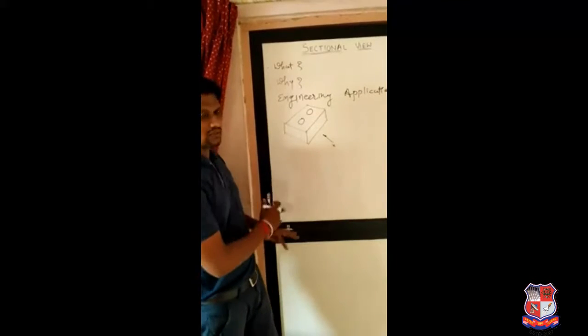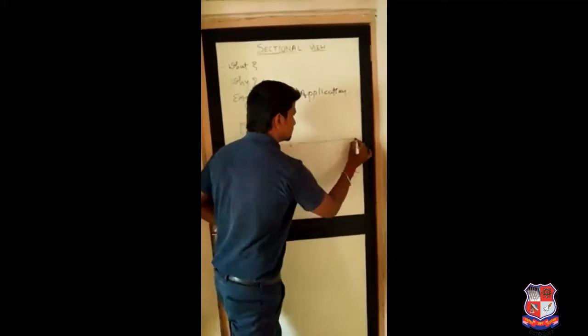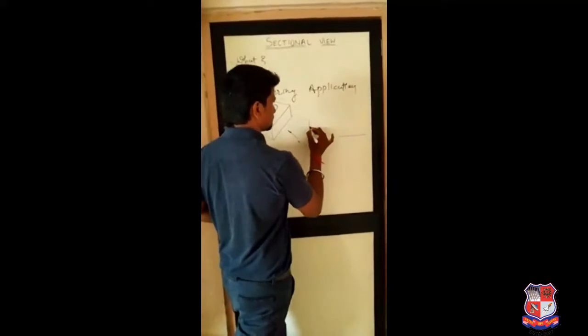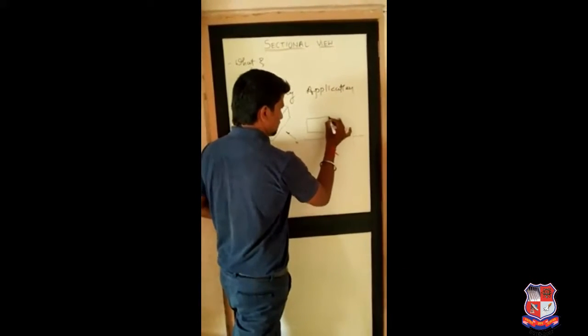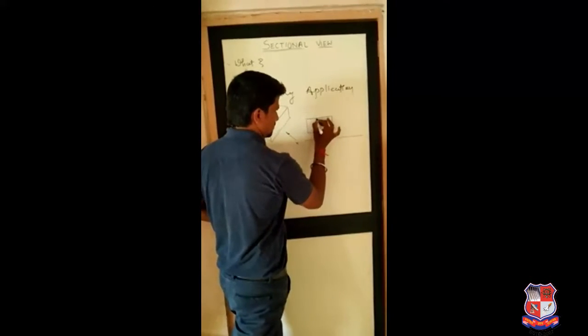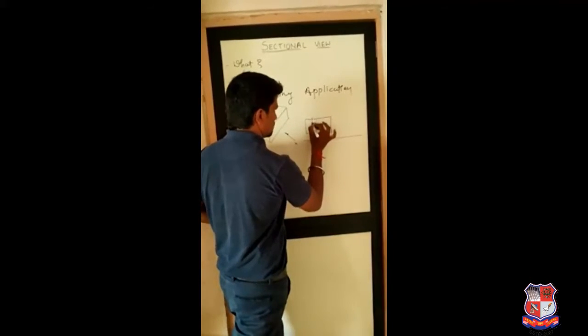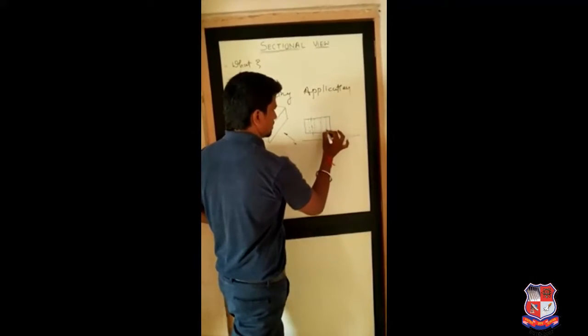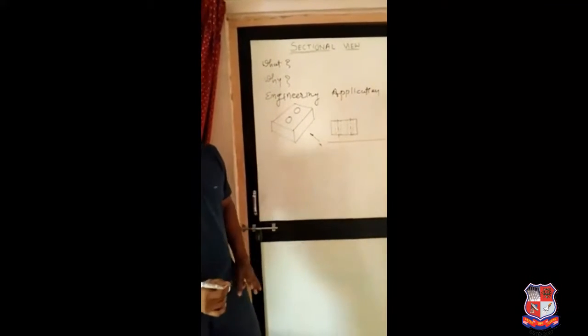So according to this, if I solve this problem as a normal orthographic problem, then this will be the front view of the object.